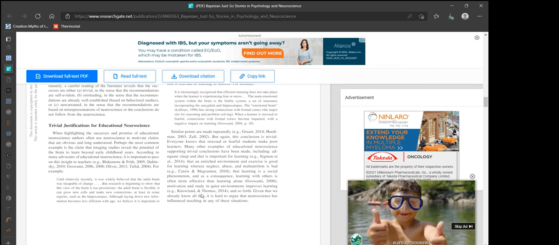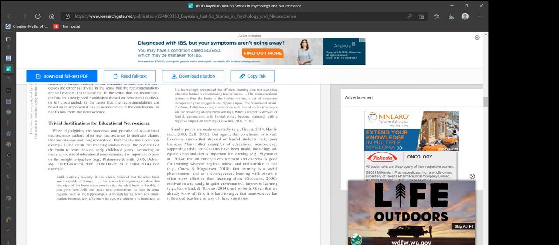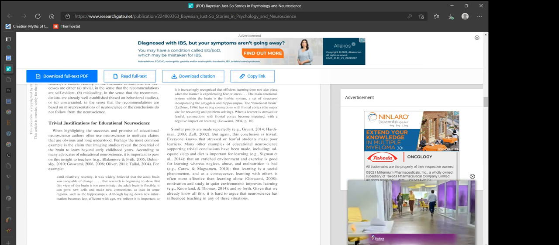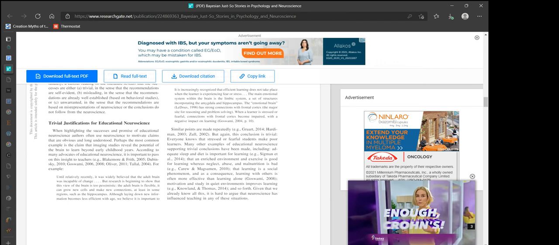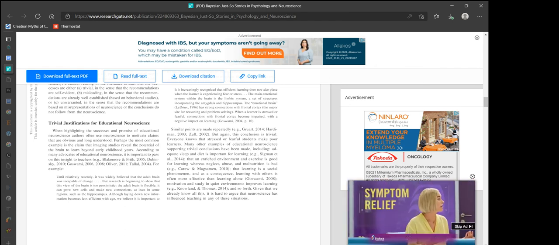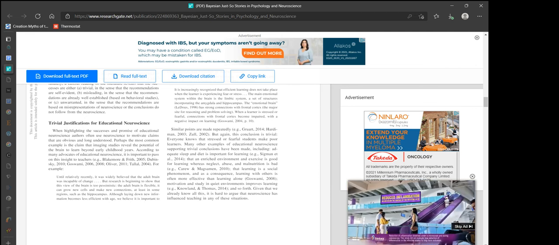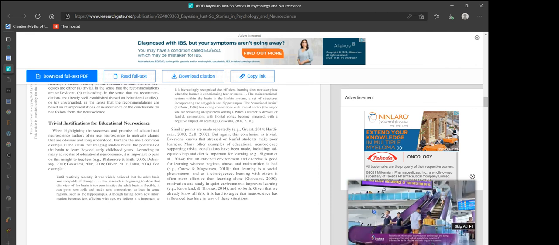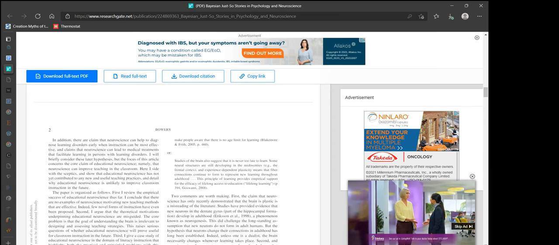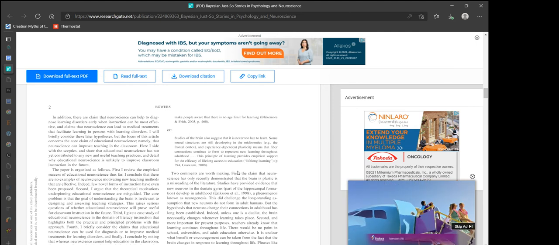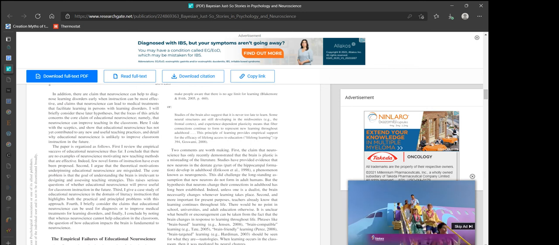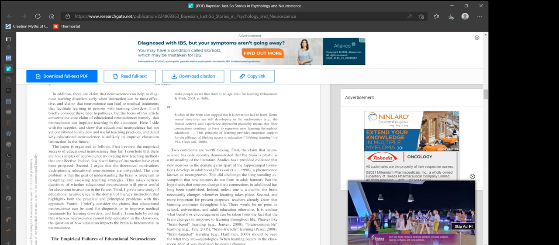For example, "until relatively recently, it was widely believed that the adult brain was incapable of change. But research is beginning to show that this view of the brain is too pessimistic. The adult brain is flexible. It can grow new cells and make new connections, at least in some regions, such as the hippocampus. Although laying down new information becomes less efficient with age, we believe it is important to make people aware that there is no age limit for learning." End quote.